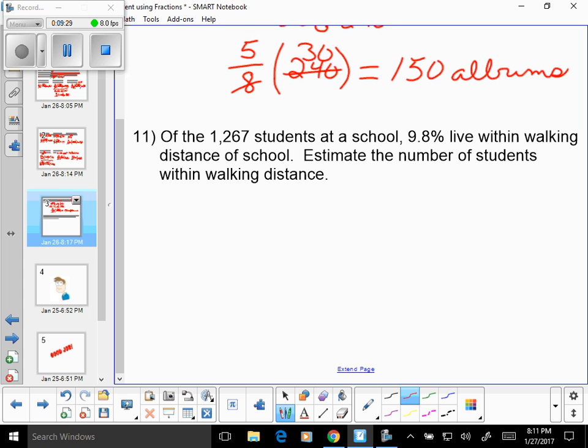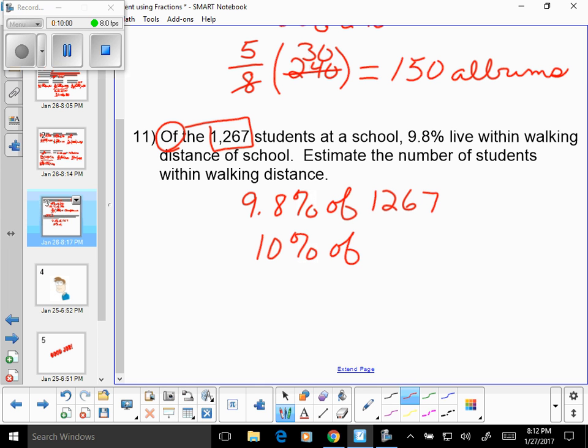Okay, you tell me, folks. What percent's going to be really close to 9.8%? Because we have 1,267 students, 9.8% live within walking distance. 9.8%, here's our word of, and here's our other number, 1,267. Now, are you guessing what I'm guessing? 9.8% is close to 10%. The question is, what do I do with the 1,267? And here's where you can go many different ways.